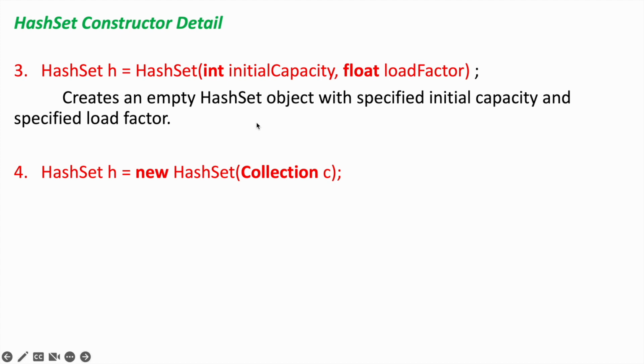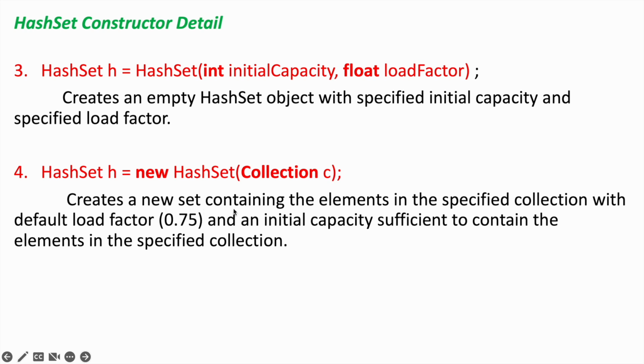And the next constructor is HashSet h = new HashSet(collection). This constructor creates a new set containing the elements in the specified collection, with the default load factor of 0.75 and an initial capacity sufficient to contain the elements in the specified collection. So a new HashSet object will be created with the size of whatever collection we provided, and here also the load factor will be 0.75. These four constructors are common to all hashing technology related classes.